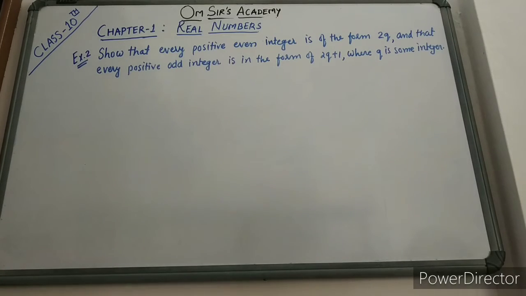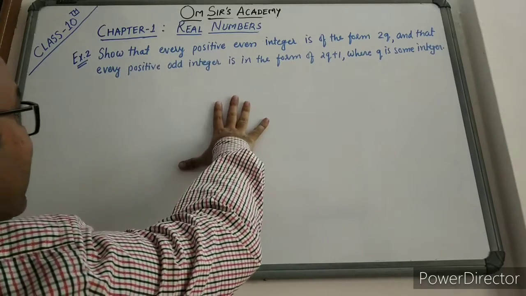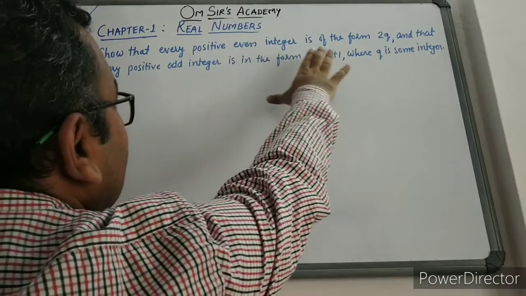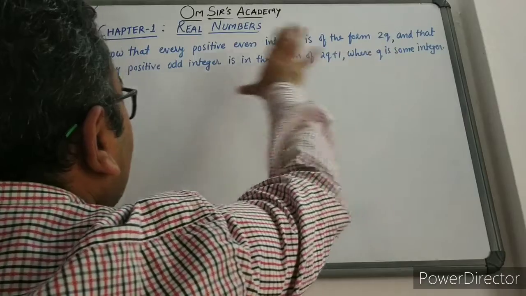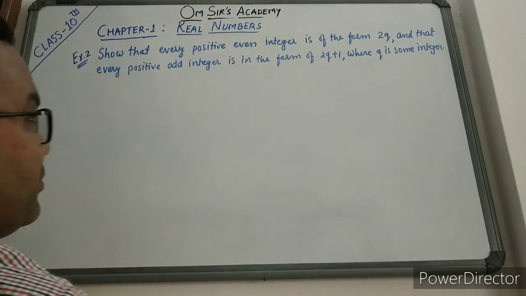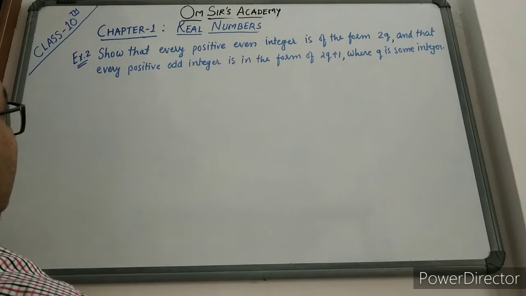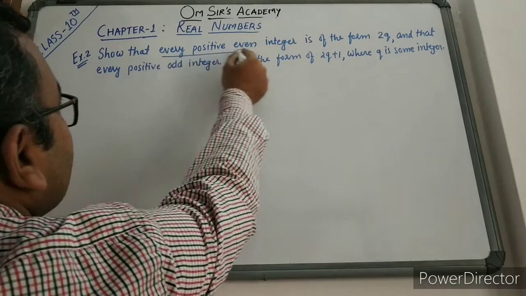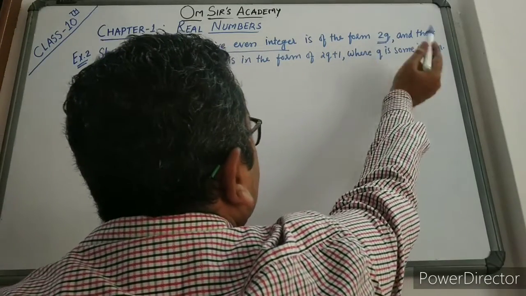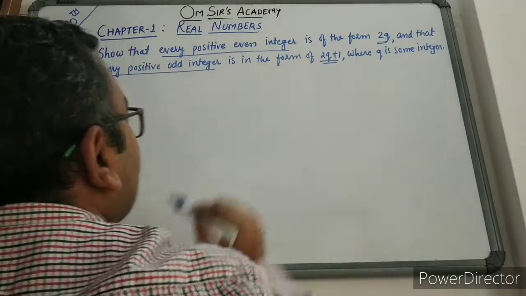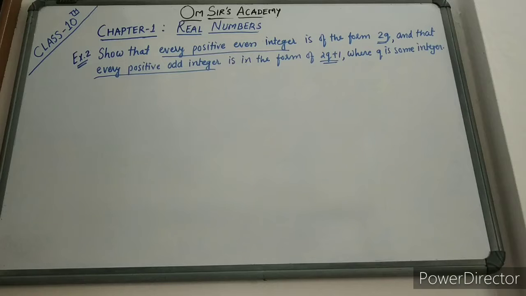So friends, now let us start with example 2. It says that show that every positive even integer is in the form of 2q, and that every positive odd integer is in the form of 2q plus 1, where q is some integer. Is it clear, friends? So we have to prove that every positive even integer is in the form of what? 2q, and every positive odd integer is in the form of what? 2q plus 1.